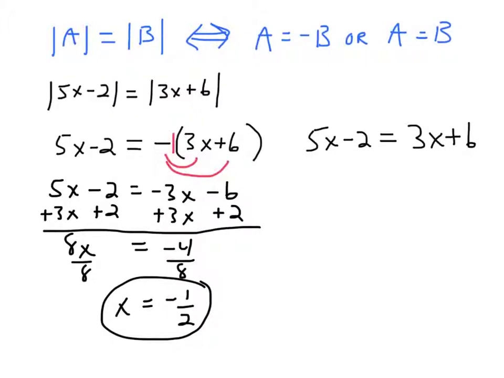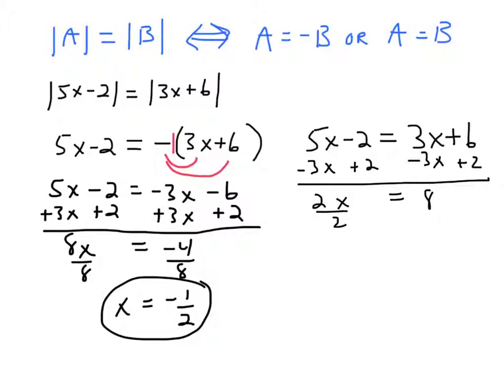Okay, we'll do a similar process for the other equation. We're going to have to solve for x there as well. So we'll subtract 3x and add 2 to both sides. That gives us 2x equals 8. Divide both sides by 2, so x equals 4.